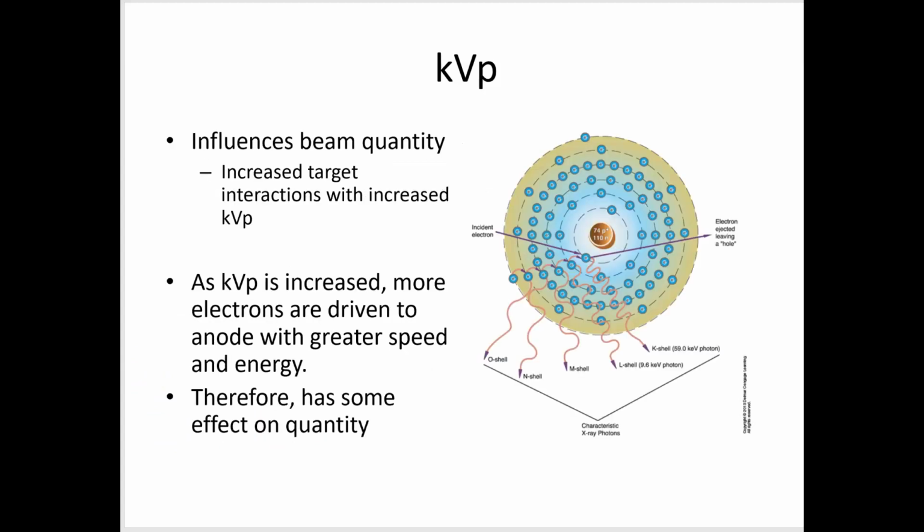Now, if you remember, KVP can also influence the quantity of photons in the beam. And that is because a higher KVP will drive more electrons across the tube at a faster speed, and therefore create more photons at the target. And therefore, KVP has some effect on quantity.